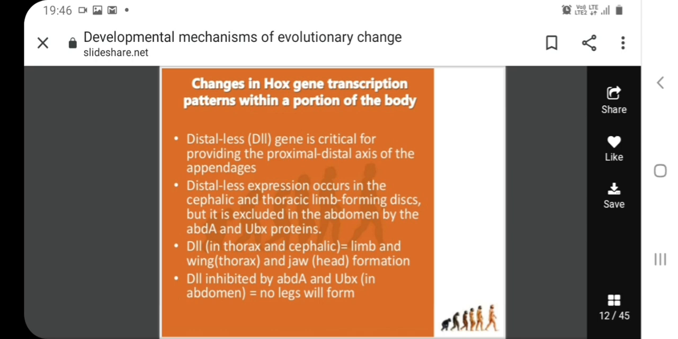So we can say that the distal-less expression occurs in the head region and thoracic appendages forming disc, but the expression of distal-less gene is excluded, is removed in abdomen by abdominal A and ultrabithorax proteins.